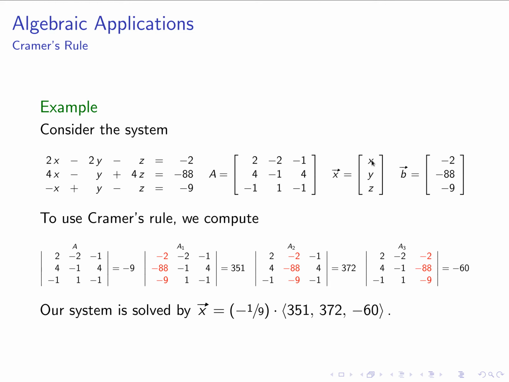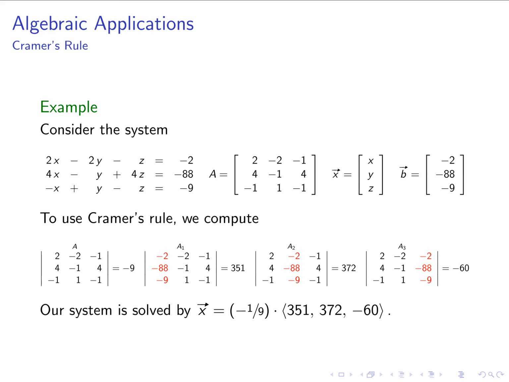So in this system, x is equal to 351 divided by negative 9. The y in this system is equal to 372 divided by negative 9, and z is negative 60 divided by negative 9. So Cramer's rule gives us a method for solving systems of equations where the coefficient matrix is non-singular, and we only need to use determinants here. But again, the upshot is that we don't need any row reductions here if we're happy to do these determinants by hand without row reductions.